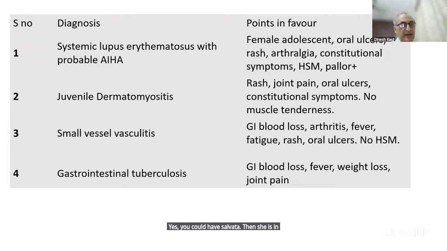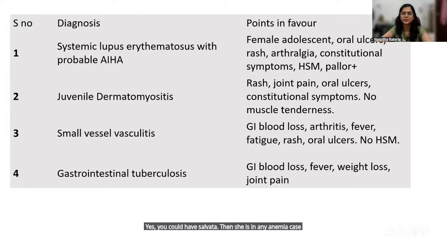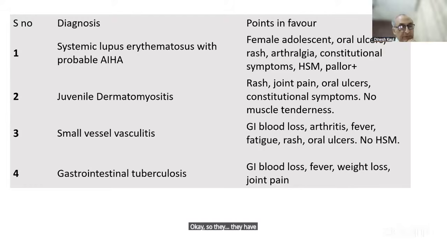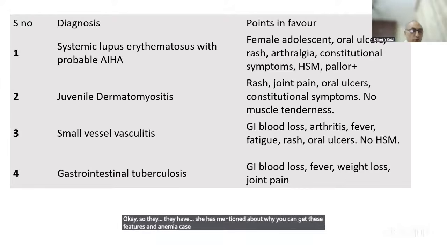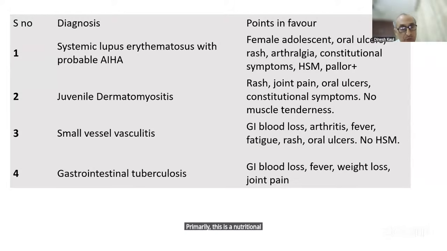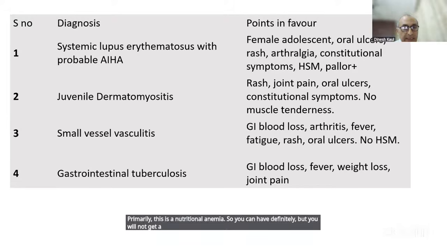She has asked about why you can get these features in an anemia case. Yes, you can get these features. That's what we're trying to look at, the type of anemia. It doesn't look like primarily this is a nutritional anemia. You can have it definitely, but you will not get a hepatosplenomegaly with nutritional anemia, nor so many ulcers or fever.